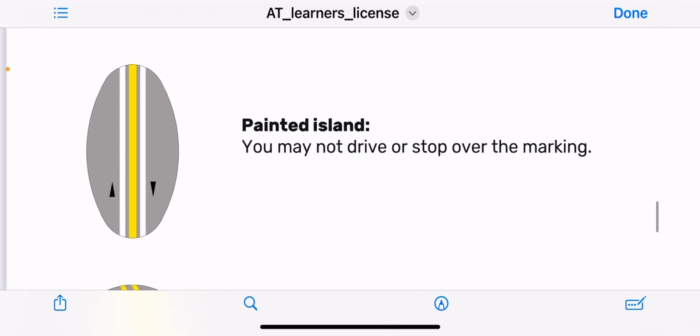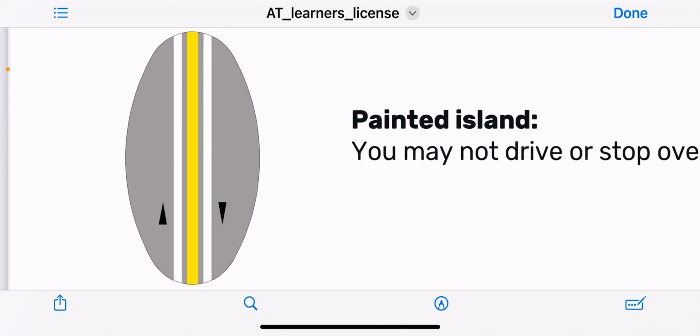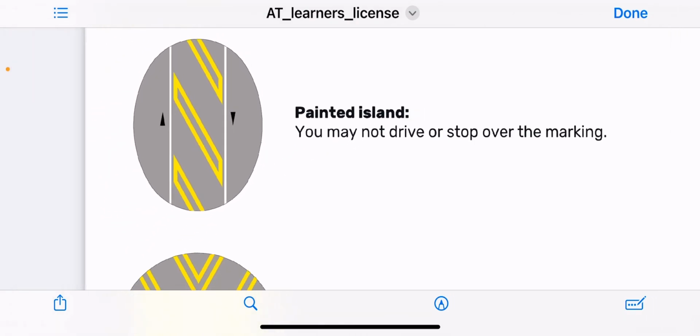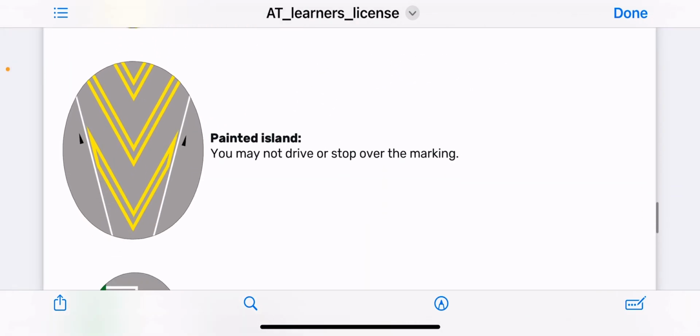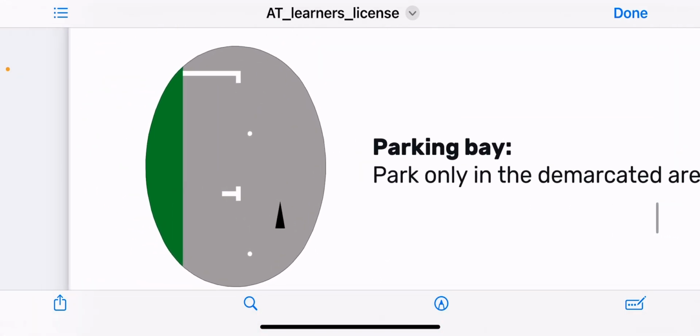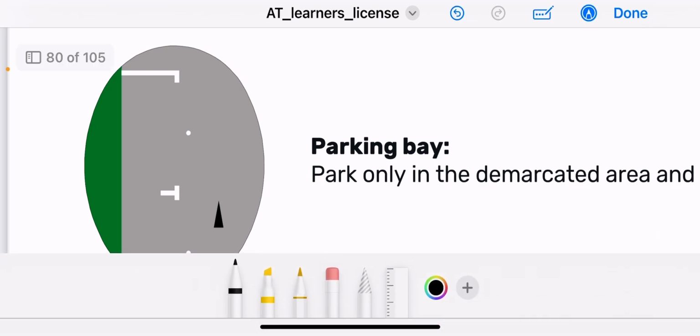You may not drive or stop over the marking. This is a painted island, this is also a painted island, and this is also a painted island, and then this is a parking bay. This parking bay, you find it here. A car has to park here.